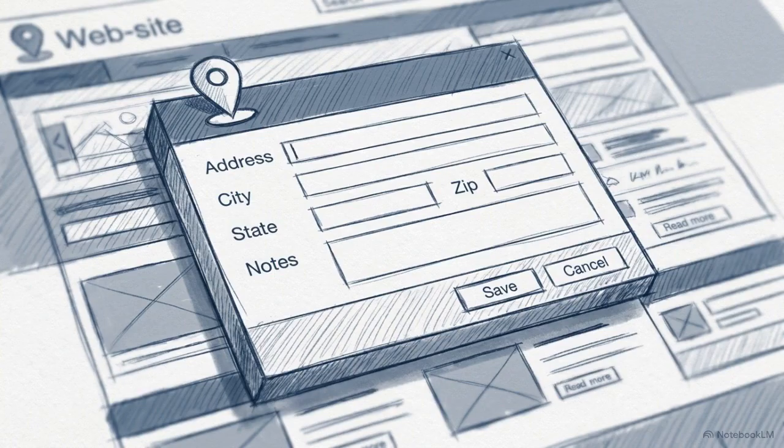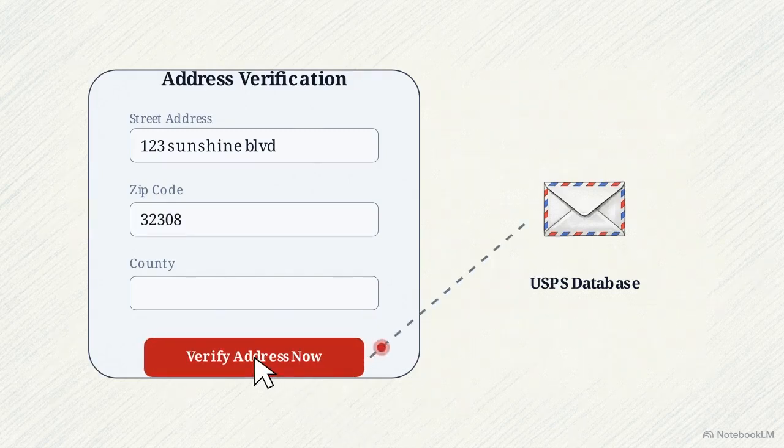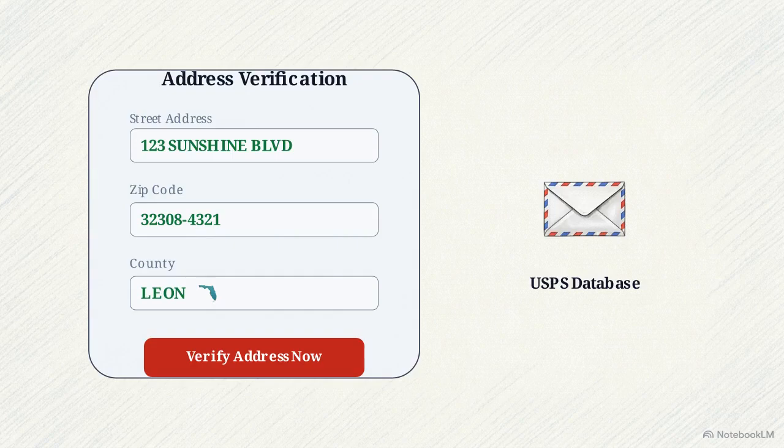Entering your facility's exact location starts with the address modal. Type in your basic street information and zip code, then click the Verify Address Now button to run your entry against the United States Postal Service database. The system automatically updates your entry in 3 specific ways. It capitalizes the text, adds your 4-digit zip code extension, and inserts your specific county.